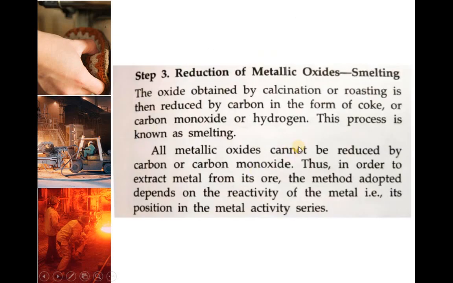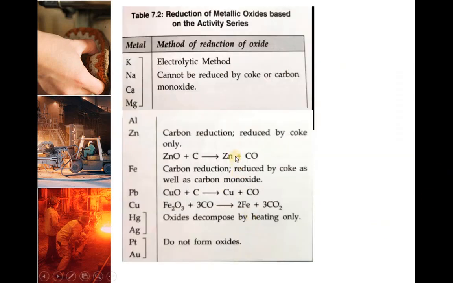Then step 3, that is reduction of metal oxides to metals. After roasting or calcination, the metal oxide is reduced by heating it with reducing agents like carbon in the form of coke, carbon monoxide or hydrogen to get the crude metal. Selection of reducing agent will depend on the position of the metal in the reactivity series. So the reactivity series is shown over here. The metals are shown with the method of reduction of their oxides.